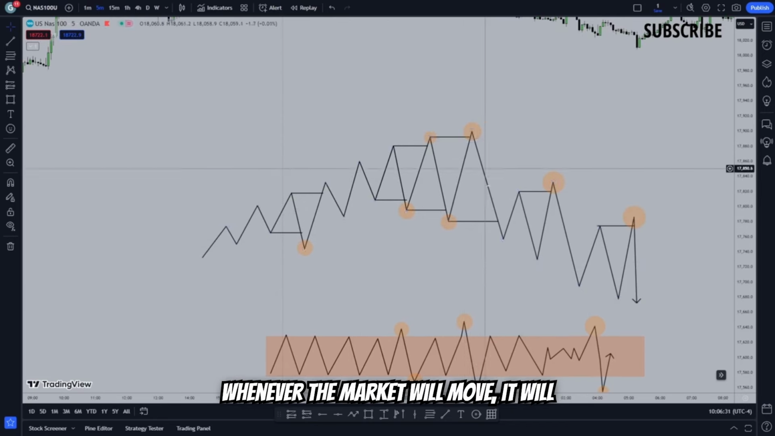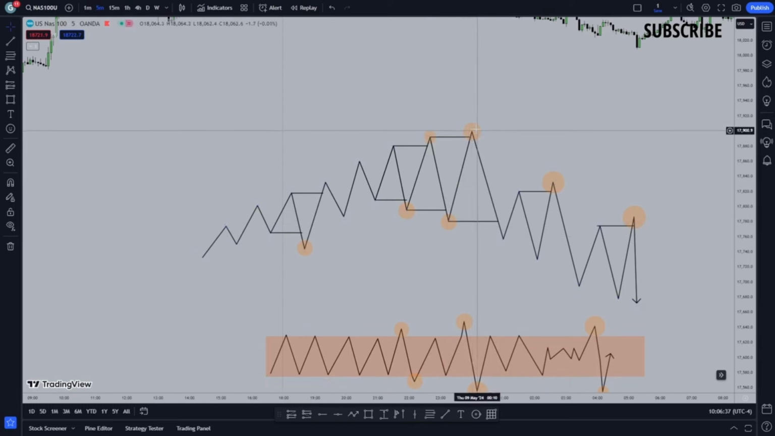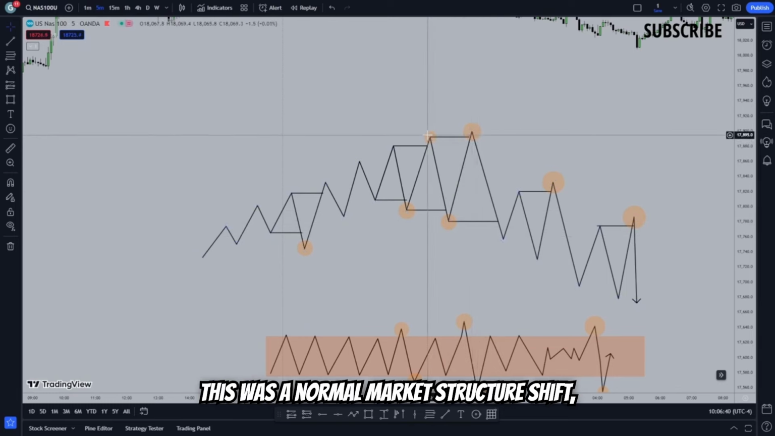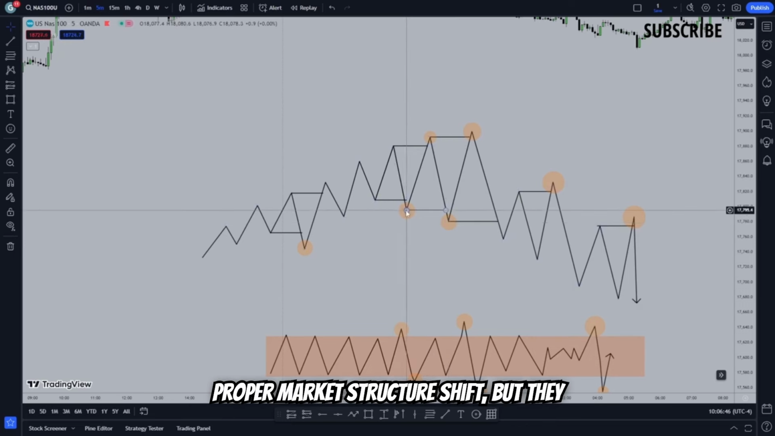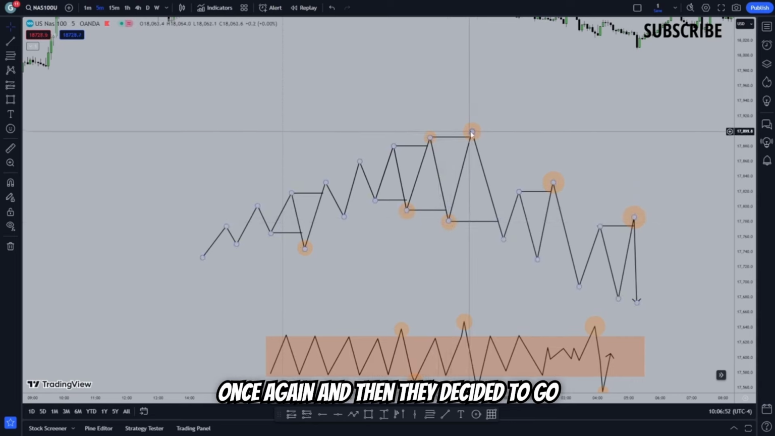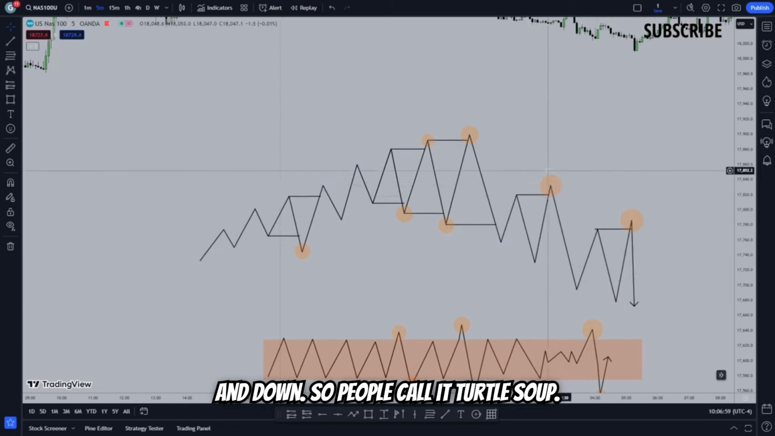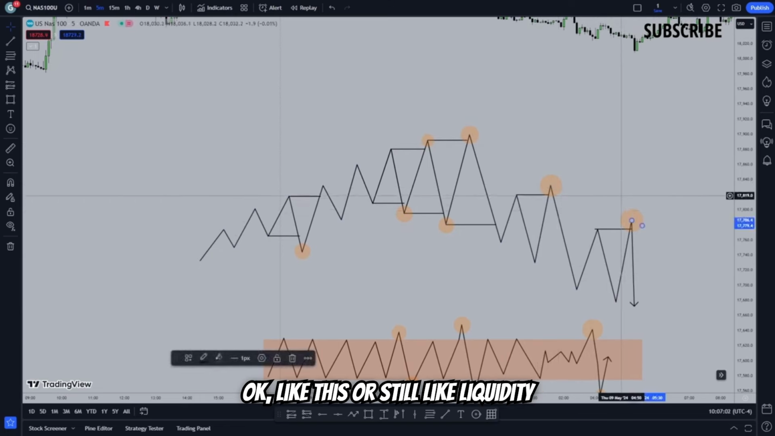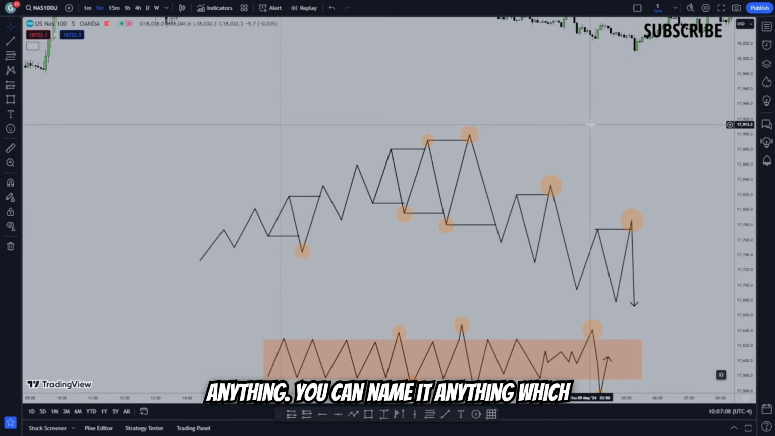So whenever the market moves, it will give a market structure shift, and then it will go up, take out, and make another false move for people to think this was a normal market structure shift, right? No, sorry, this one was the proper market structure shift, but they made a fool once, then it gave another market structure shift, they made fools once again, and then they decided to go all down, and it keeps on going down and down. People call it turtle soup, or a liquidity grab, and they're right. You can call it anything, even your pet name, but your concepts should be clear, okay?